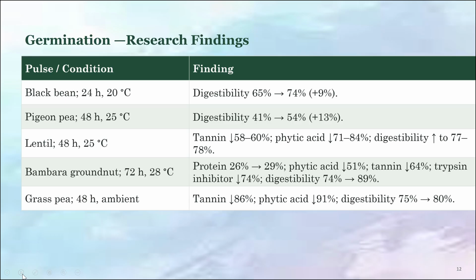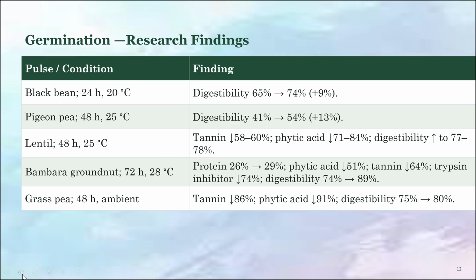So for the black bean, when it was soaked for 24 hours at 20 degrees and then germinated for 24 hours at 20 degrees Celsius, the digestibility has been increased about 9%. For 48 hours at 25 degrees Celsius, the germination took place, and the digestibility has been increased to 13%. And for lentils, the germination period is 48 hours at the temperature of 25 degrees Celsius, and the tannin has been reduced, and the phytic acid also reduced, and the digestibility has been increased from 77 to 78%.